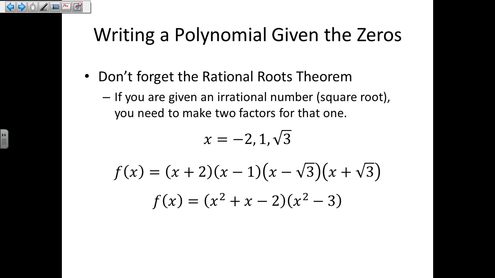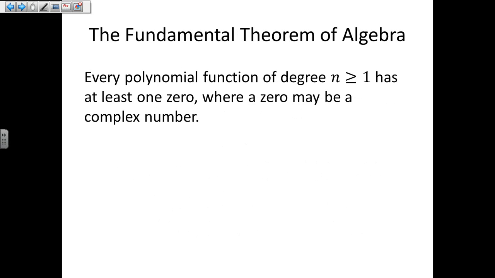Now if you go ahead and FOIL the first two binomials, and then either FOIL the last two binomials or treat them as a difference of squares, we're well on our way to finding the polynomial. All we need to do is multiply and combine like terms, and we get the polynomial f of x equals x to the fourth plus x cubed minus 5x squared minus 3x plus 6. Again, I expect that you know how to multiply these polynomials together.